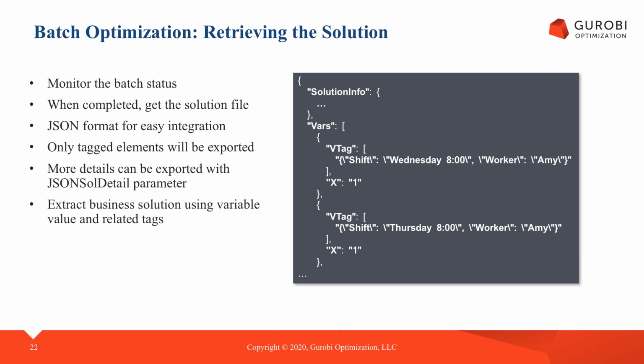So when reading this file, you know that Amy, which is a worker in this first line, has been assigned to the shift Wednesday at 8 a.m. So to summarize, once you have submitted the batch, you get a batch ID. You can monitor the batch status, and when completed, you get this solution file. Very easy to parse, and it will contain all the information that you need to build back your business solution.